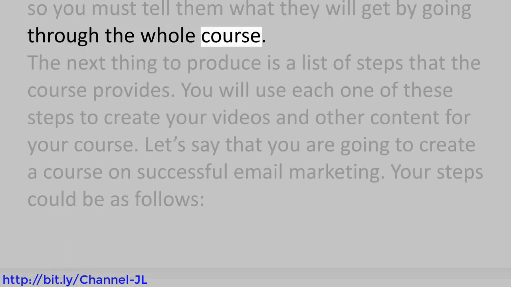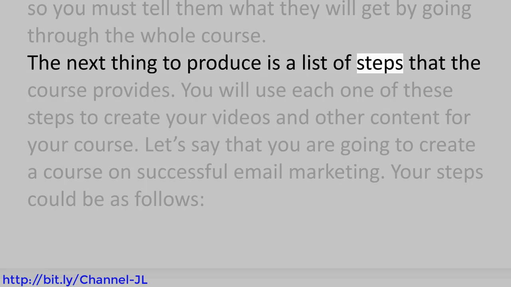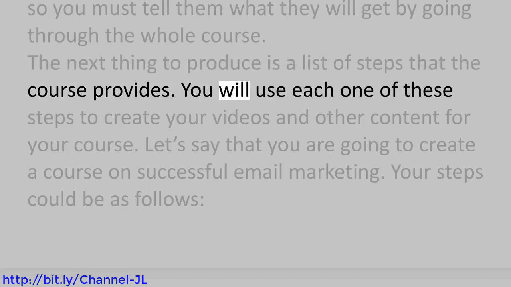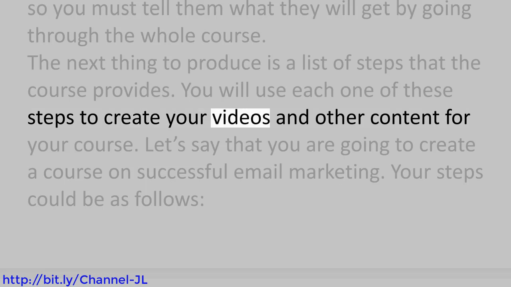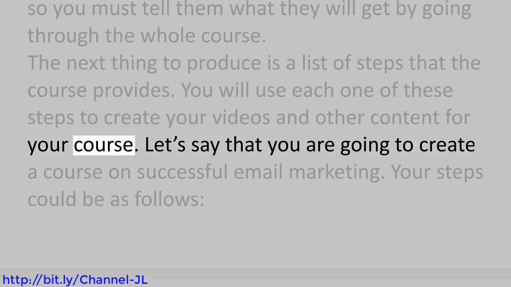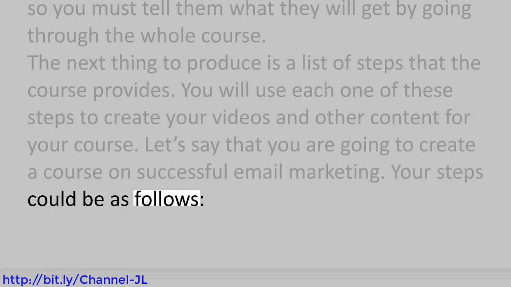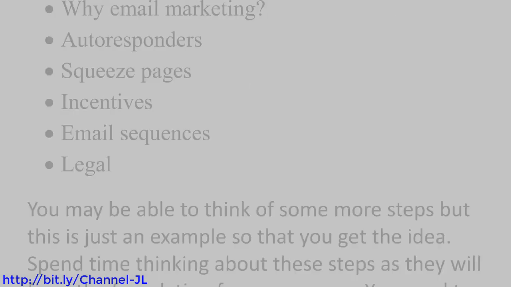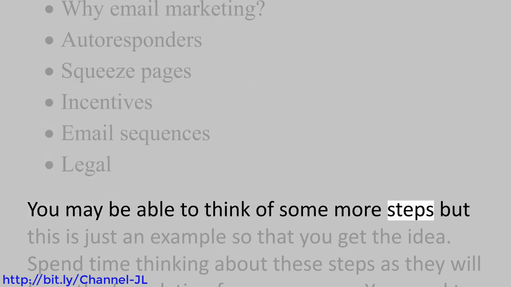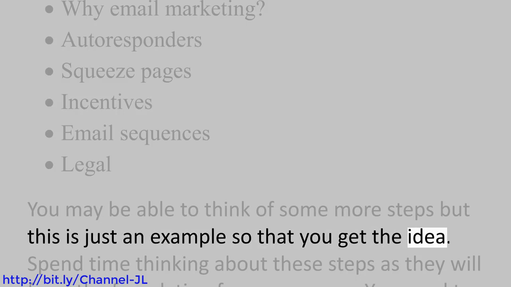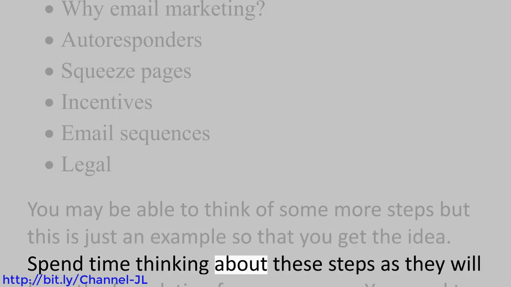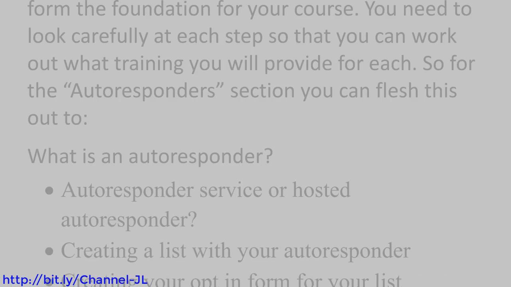The next thing to produce is a list of steps that the course provides. You will use each one of these steps to create your videos and other content for your course. Let's say that you are going to create a course on successful email marketing. Your steps could be as follows. Why email marketing? Autoresponders, squeeze pages, incentives, email sequences, legal. You may be able to think of some more steps, but this is just an example so that you get the idea. Spend time thinking about these steps as they will form the foundation for your course.